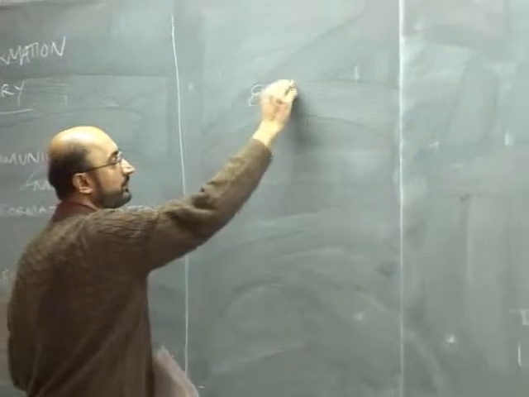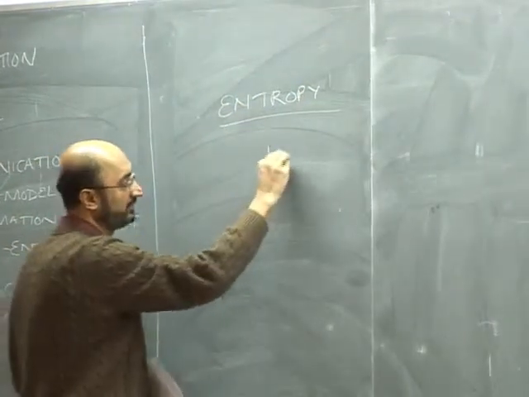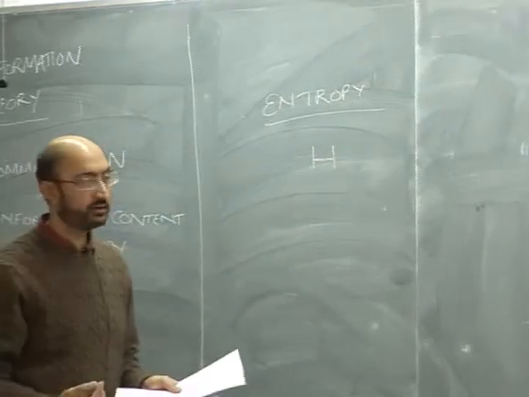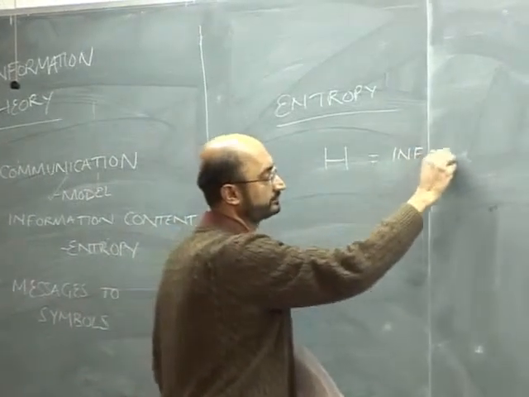So it's a communication model, content entropy. We're going to look a little bit more into entropy. Entropy is always denoted using the symbol H, and entropy is viewed as the information content of a set of messages.